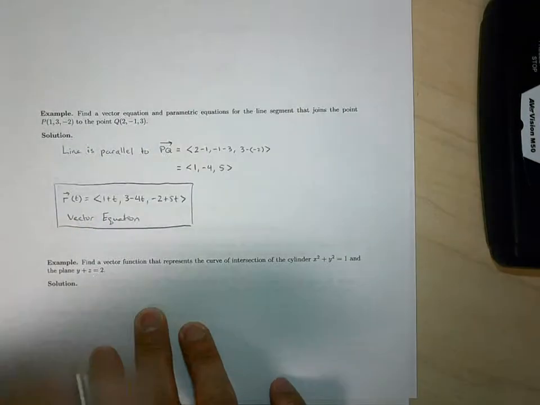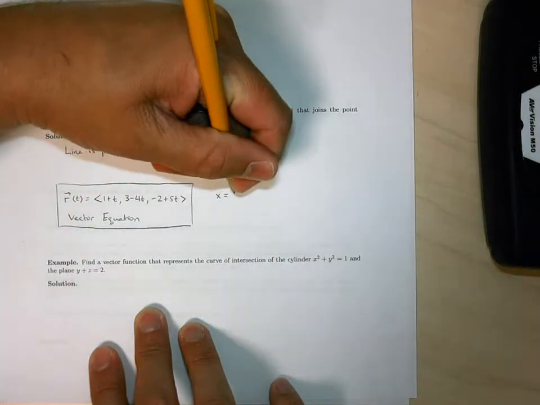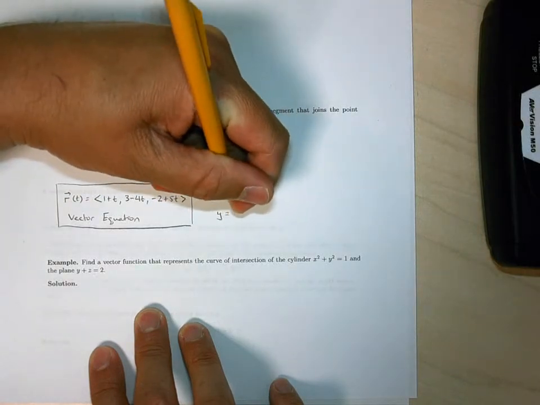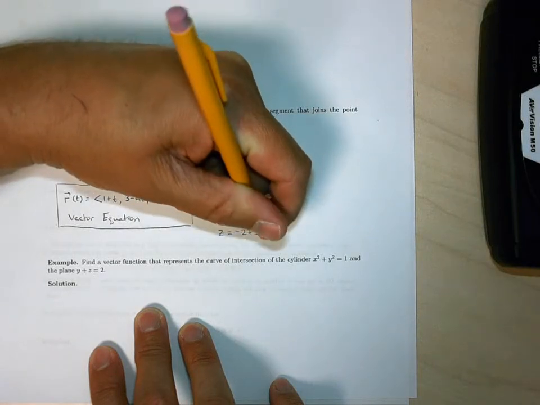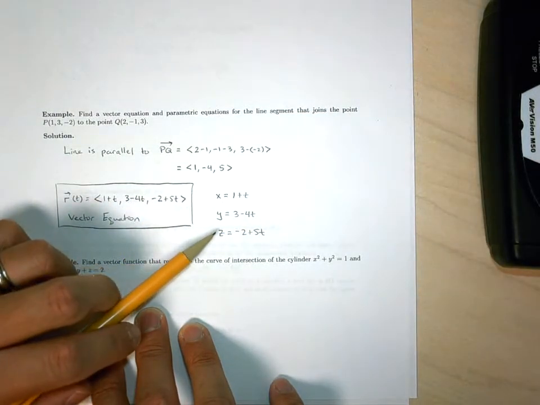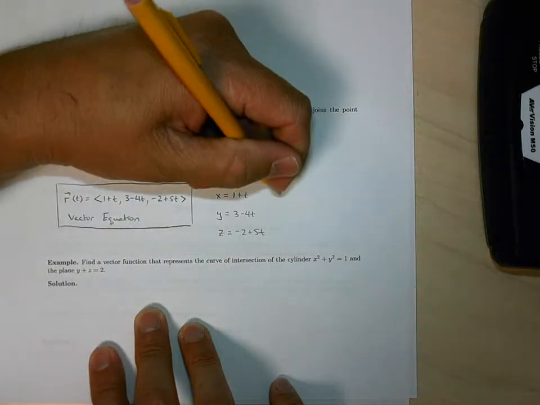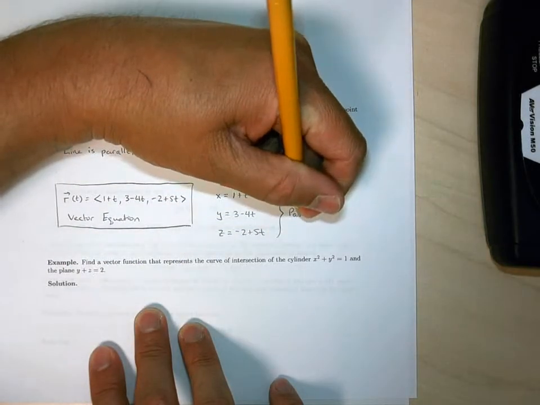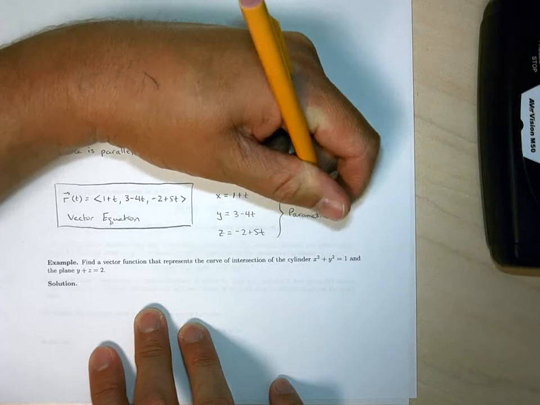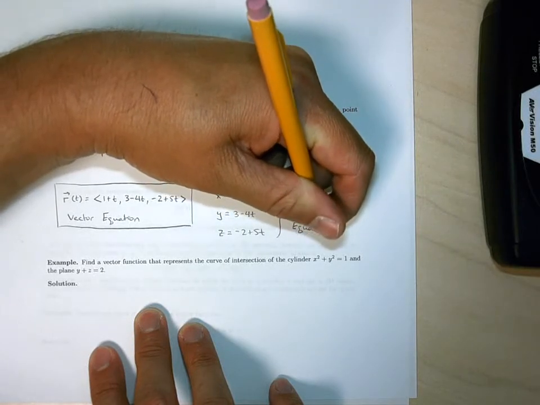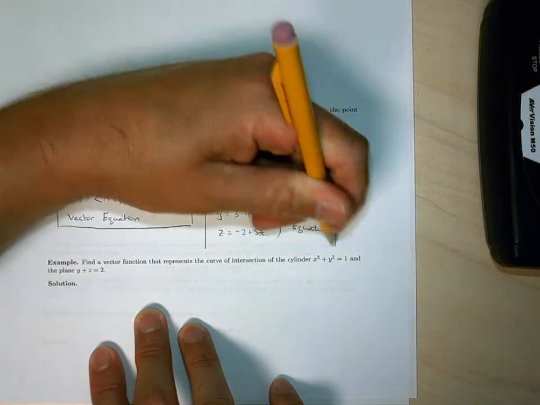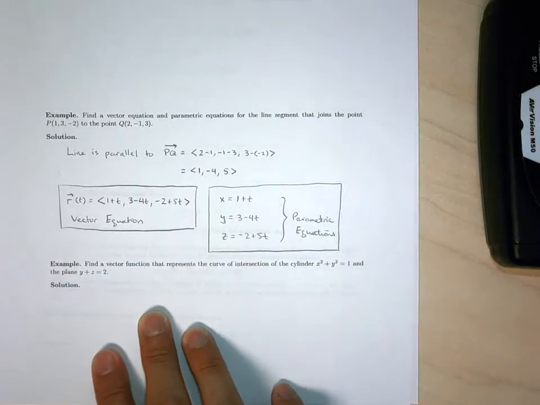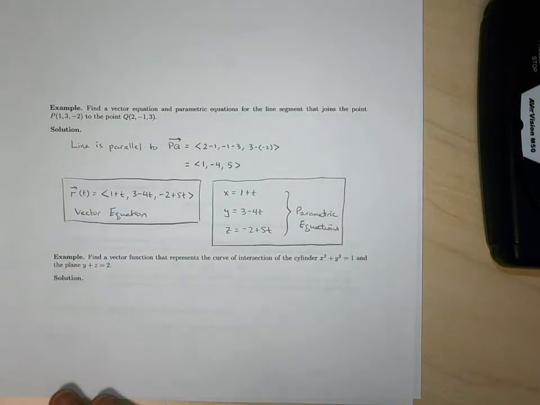For parametric equations, all I'm doing is copying the components of my vector equation. So here we have the x, y, and z components in my vector equation, and so these are my parametric equations. Okay, so I have the vector equation and parametric equations of this described line.